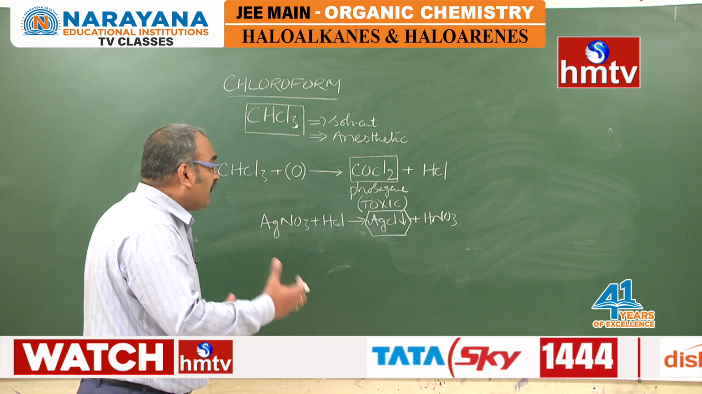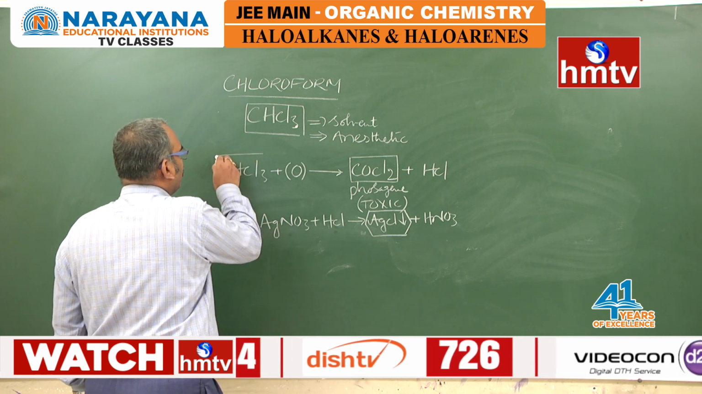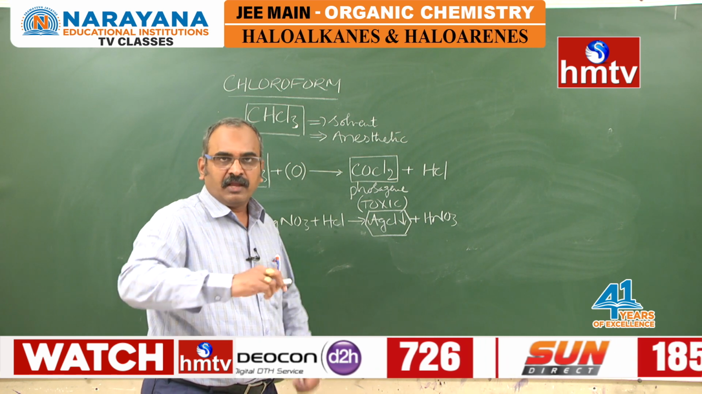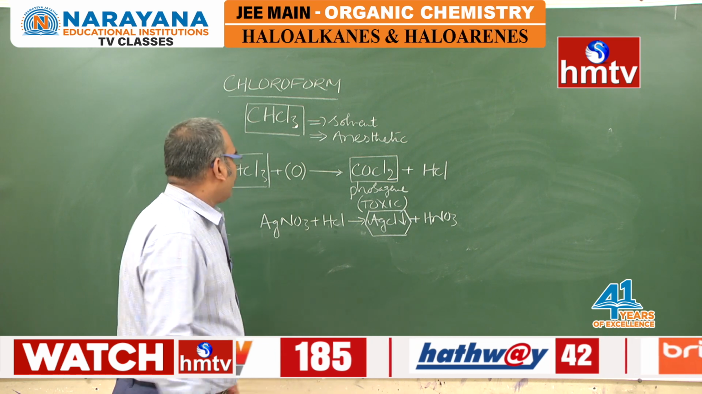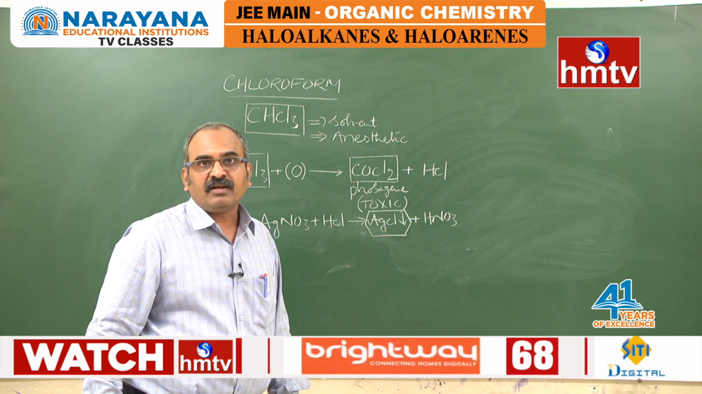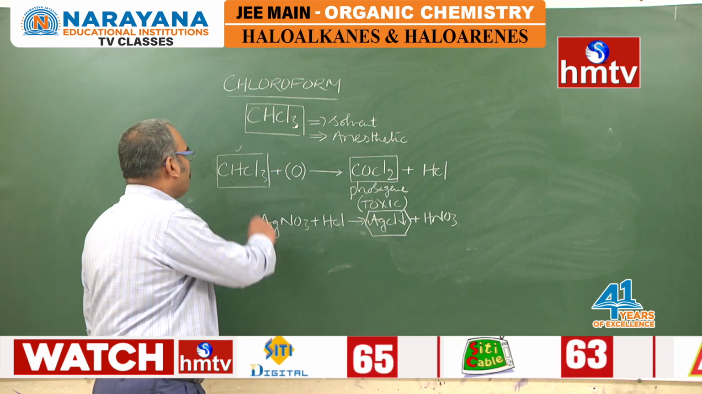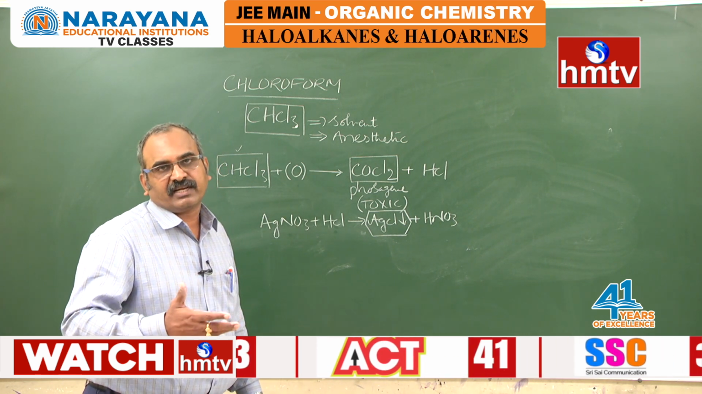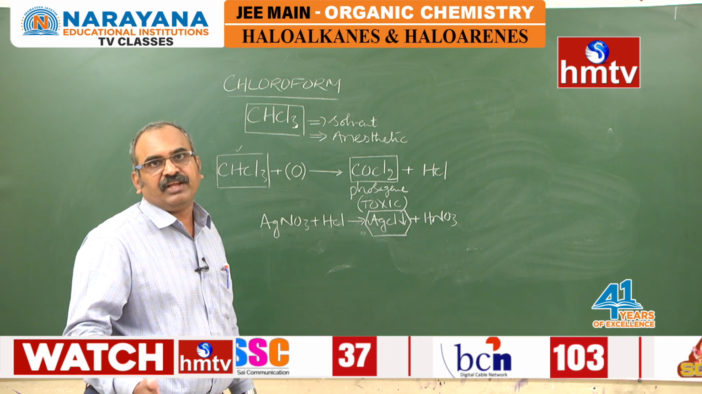Now, how to prevent the atmospheric oxidation? Normally, chloroform is placed in dark amber colored bottles, filled up to the neck and with the lid tightly kept. By tightly keeping the lid, chloroform can be prevented from atmospheric oxidation. So, chloroform is used as an anesthetic, but it should be used very carefully. Nowadays a less toxic anesthetic, ether, is used in place of chloroform.